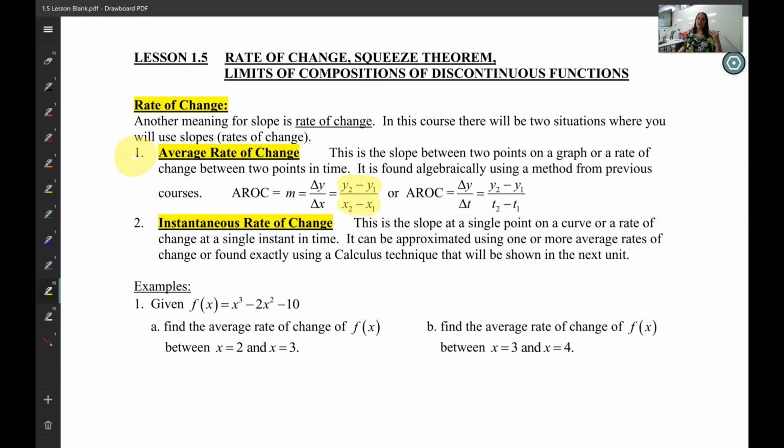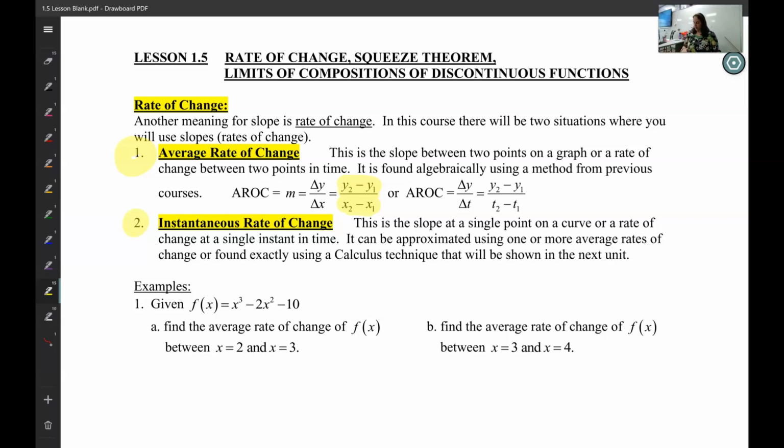Change of y over change of x. So that one should not be new. Instantaneous rate of change is the rate of change at a single point. Not over time, not like on average I went 60 miles an hour on the freeway to get to my mom's house. This is at 36 minutes into the ride, I was going 62 miles an hour. That's an instantaneous rate of change.